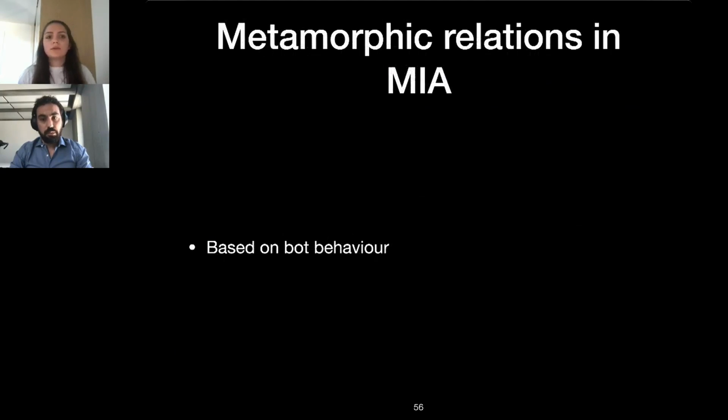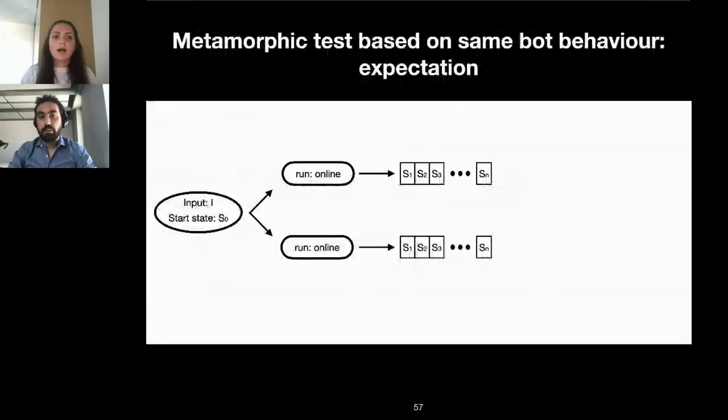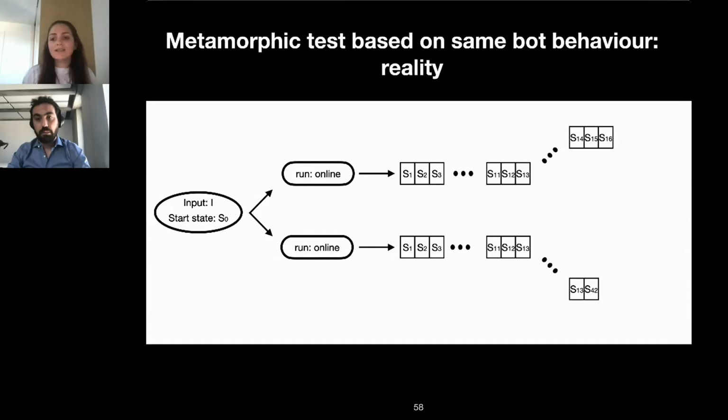So what are the metamorphic relations we test in MIA? Well, one type of metamorphic relation is based on bot behavior. As I mentioned before, when the bot traverses the social graph in 2 different runs in online mode, let's say the runs even start at exactly the same time, we would expect the output of the simulation to be the same, because the code is the same, the input is the same, the bot behavior is the same, everything is the same. But since the graph can change in between, in reality, the output is not going to be the same. The 2 bots are going to probably visit different parts of the social graph. So this is the identity relationship.